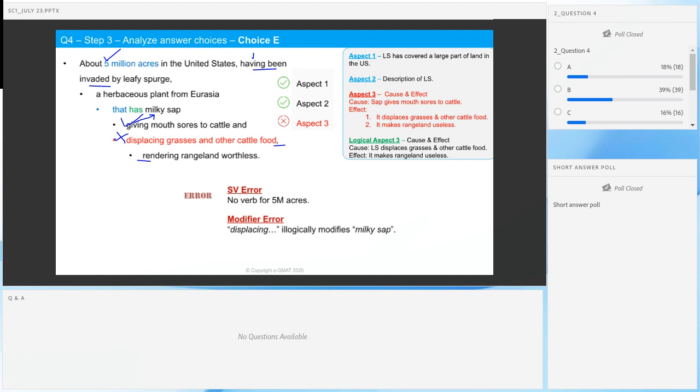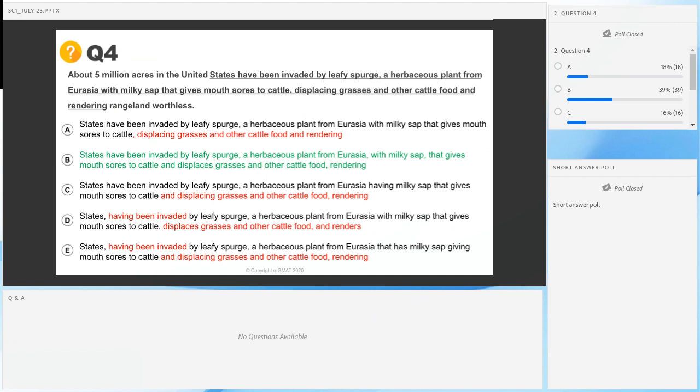And that is not correct because it's not connecting with anything in this sentence. So long story short, choice B is the correct answer. And I'm 100% sure that now you understand each and every logical aspect of this question that actually brings us to choice B for the correct answer.